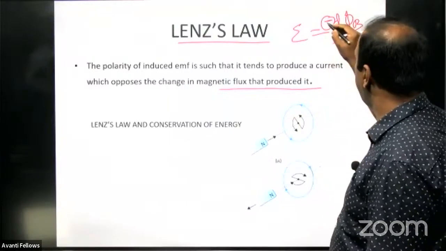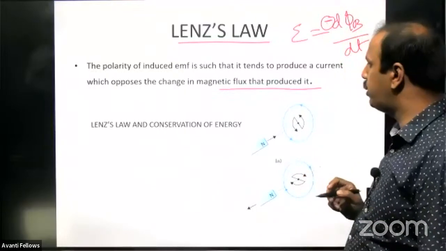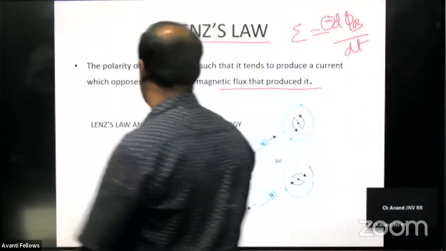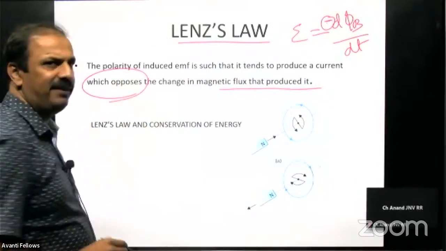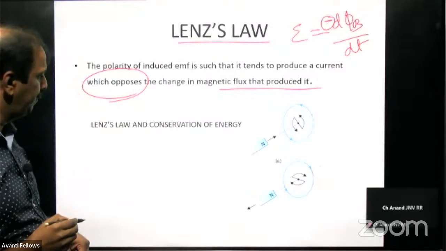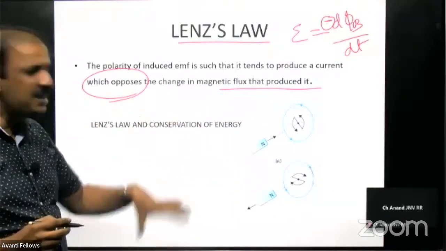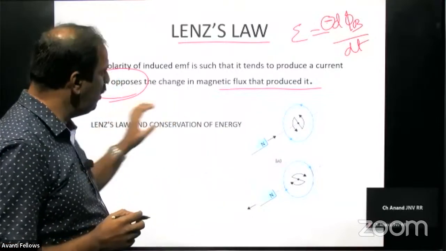That's why we have a negative sign here. That is, it is opposed to the flux that produced it. This opposition, we will take in detail, how it opposes. So here we have 2 pictures, which are a very simple explanation of this one. So Lenz's law, how it works.